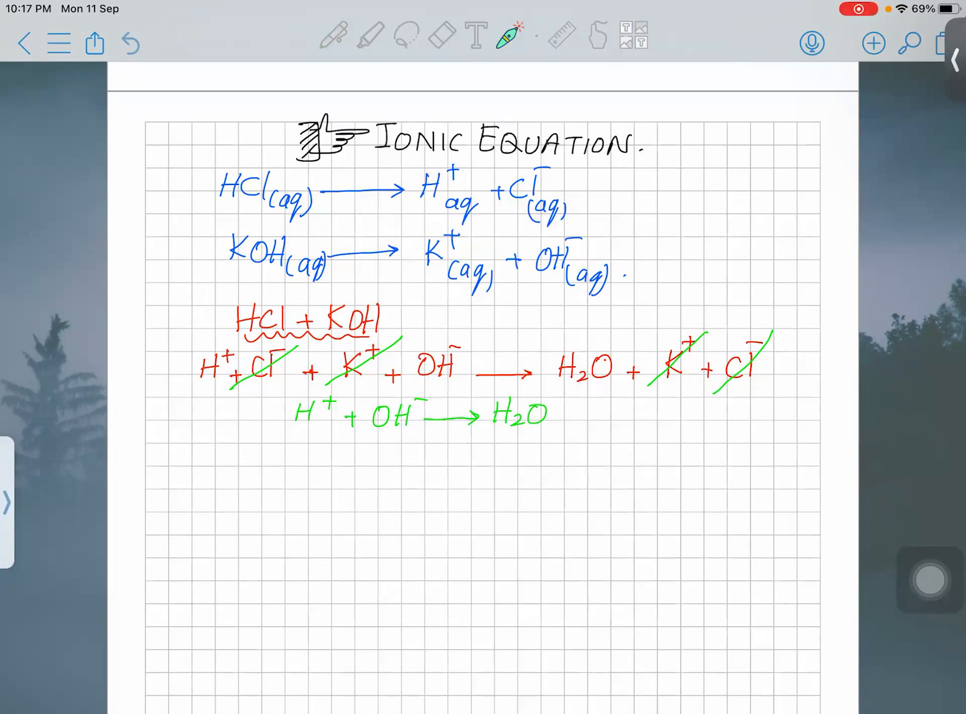Sir, then why don't we write the KCl also? K positive cancels out with K positive, and Cl negative is cancelled out with Cl negative. Sir, why can't K and Cl be equal to KCl? Because they dissociate in water. So basically we're writing two formulas. I just split the formula. KCl is ionic. It is split into K positive and Cl negative. So these two ions cancel out. These are called spectator ions.